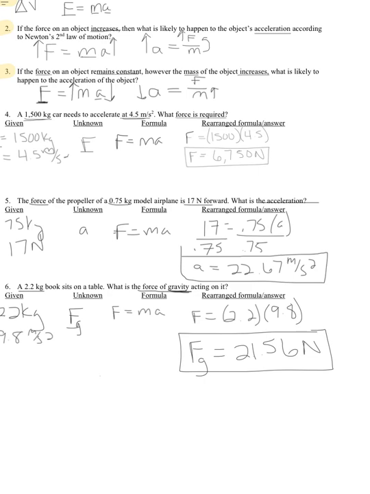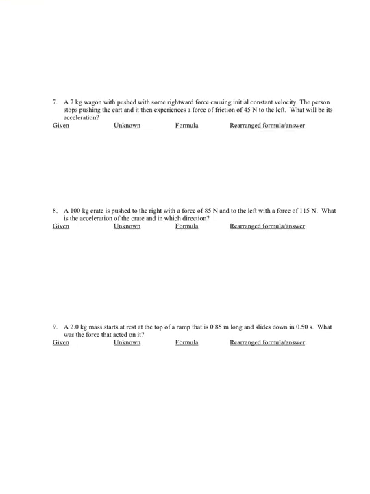I'm going to pick up on the next page here on part 2. All right, we're back. And now we're going to solve question number 7. It says that a 7-kilogram wagon was pushed with some rightward force, causing an initial constant velocity. The person stops pushing the cart, and then it experiences a force of friction of 45 newtons to the left. What will be its acceleration? There's a lot of stuff going on in this question, but first we're going to annotate the question, break it down, and then we should be able to answer this question.